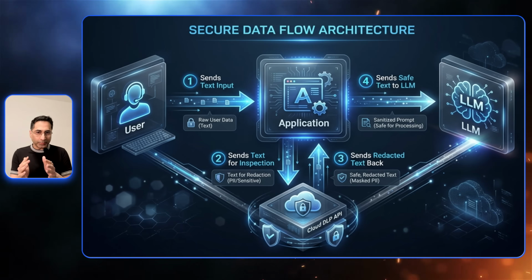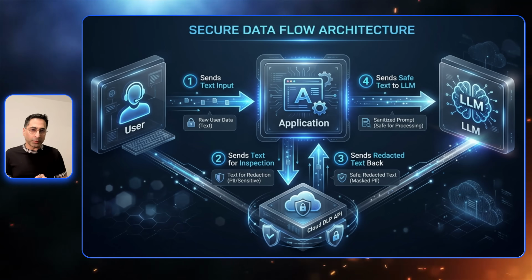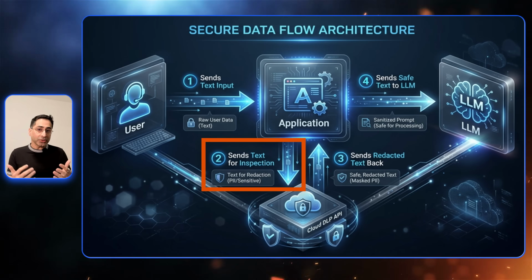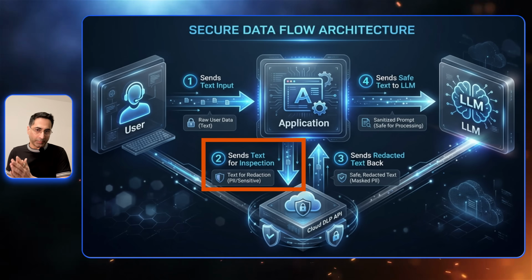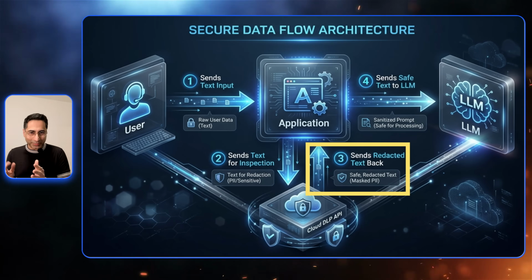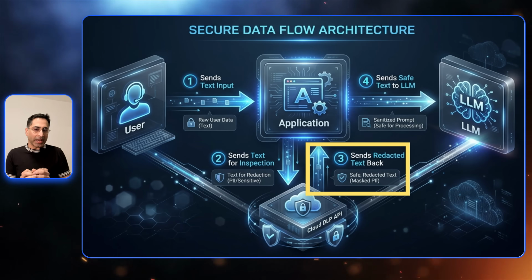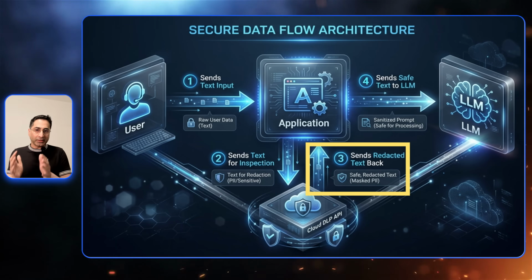And then that is where step two kicks in, which is the inspection. This is where the privacy toggle comes into play. Instead of sending that raw data straight to the AI, the application takes the text and detours it to the Google Cloud Data Loss Prevention API. Now we are at step three, which is the redaction step. So the DLP API spots the SSN pattern, masks it with asterisks, and then sends the redacted text back to our application.